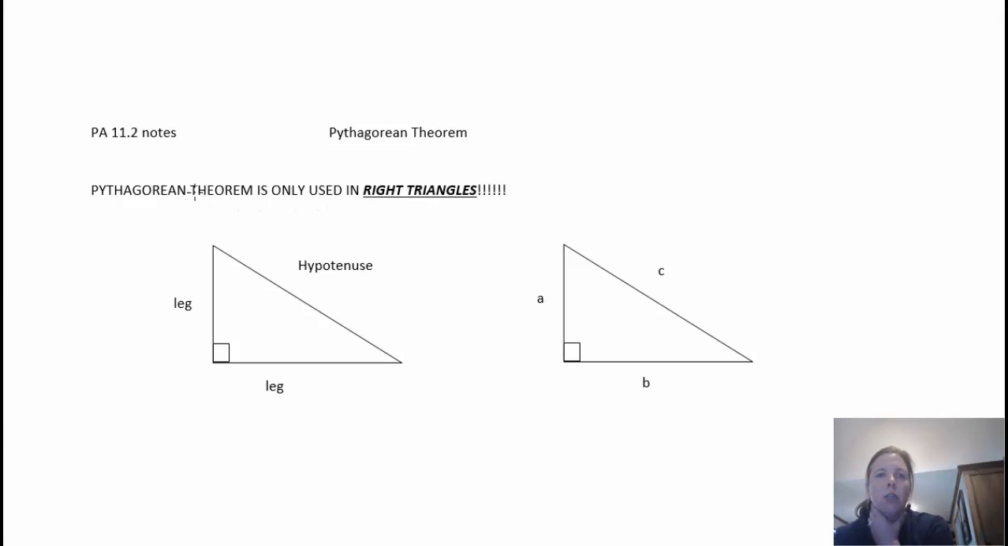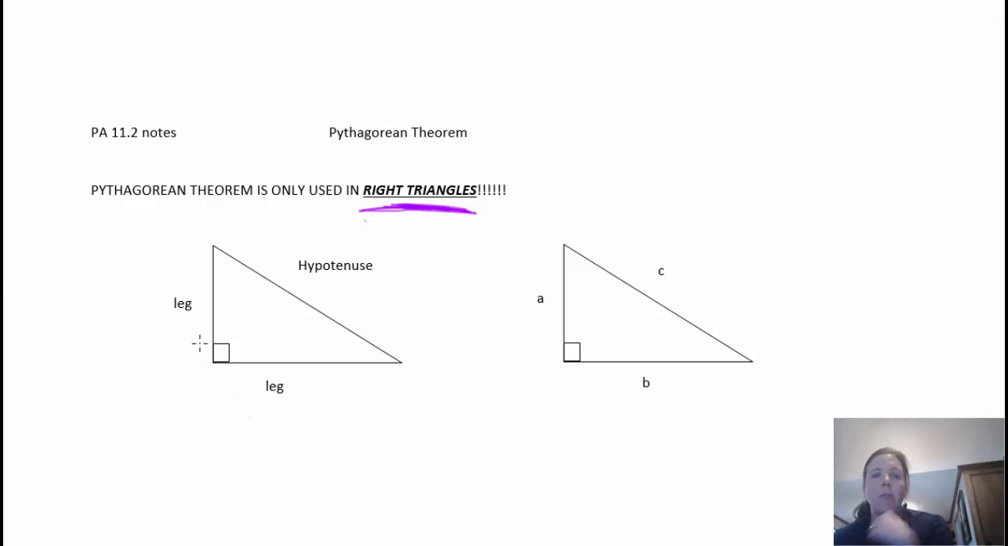Okay, today we're going to do 11.2, which is the Pythagorean theorem, which you may have used before, I'm not sure, but you only use the Pythagorean theorem with right triangles. It's the only time it works. So with the Pythagorean theorem, if you're given two sides of a right triangle, you can always find the third side.